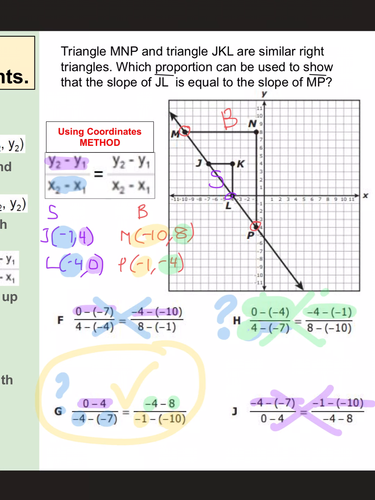Write out the coordinates for the points on the small triangle, write out the coordinates for the big triangle, and narrow down your answer choices like I did. So that is one option.